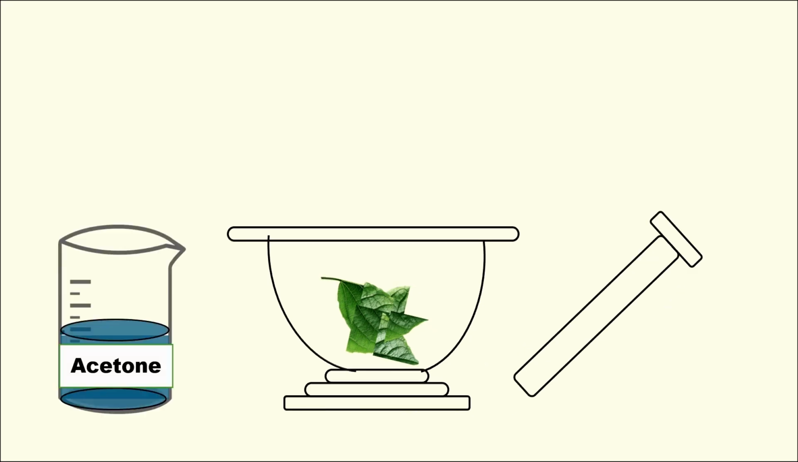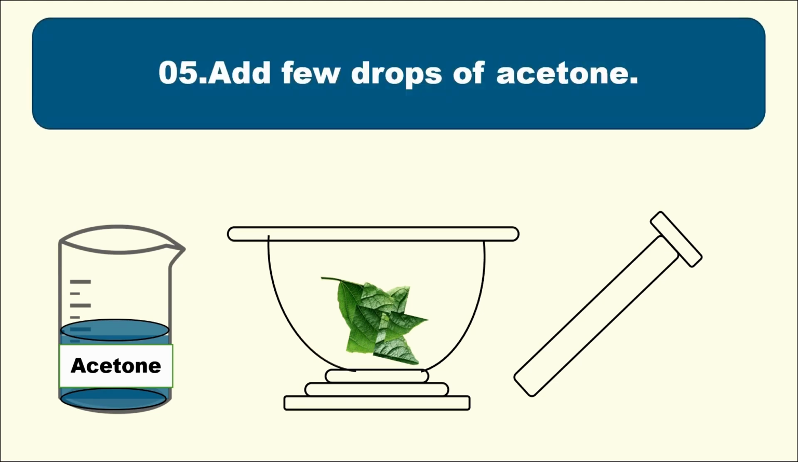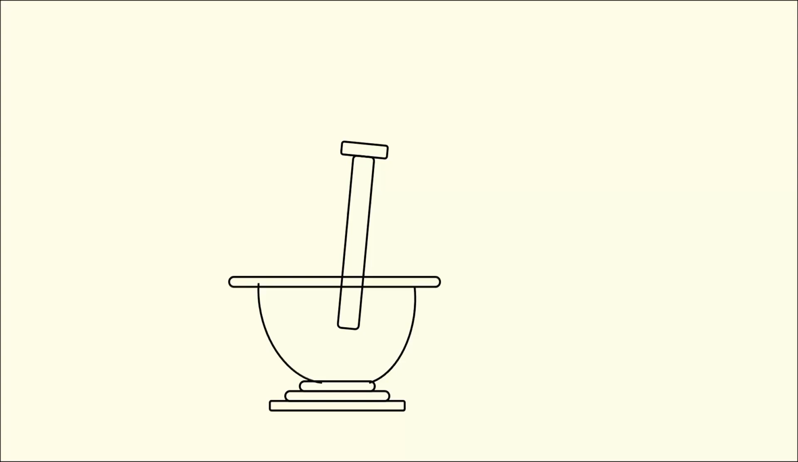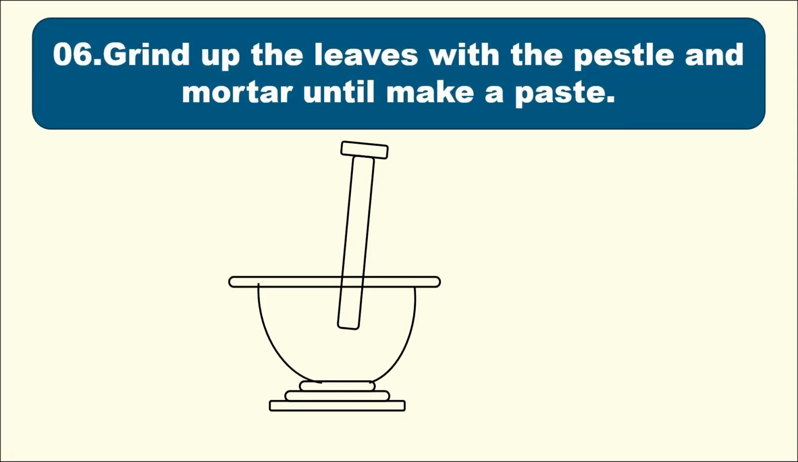Then add a few drops of acetone to the leaves in the mortar. Remember, acetone acts as the solvent here, so don't use water. The acetone helps break down the leaf tissues and extract the pigments. Grind the mixture well until you get a smooth, fine paste.